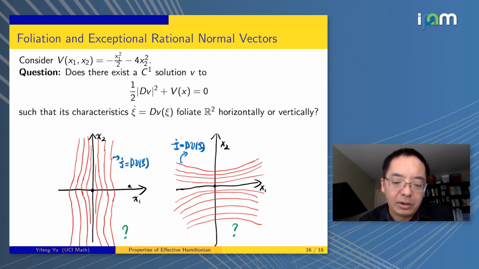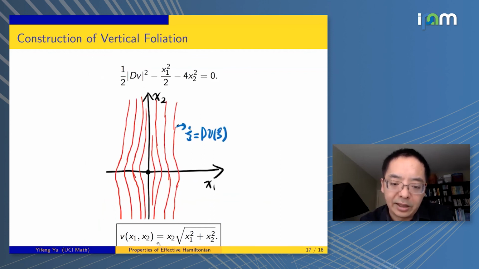Now, it turns out, okay, I have 2 more minutes. Let me tell you what happens. This picture is possible, but this one is not possible. Let me tell you why this one is possible: because I can explicitly construct the function. This function is a solution to this equation, and if you look at its characteristics, they foliate R2.